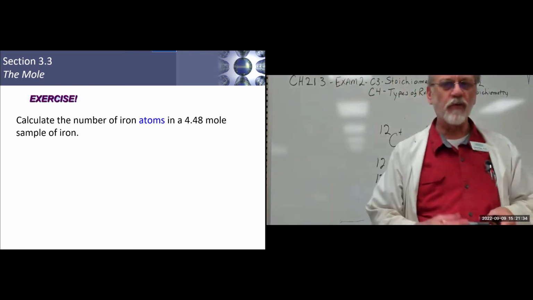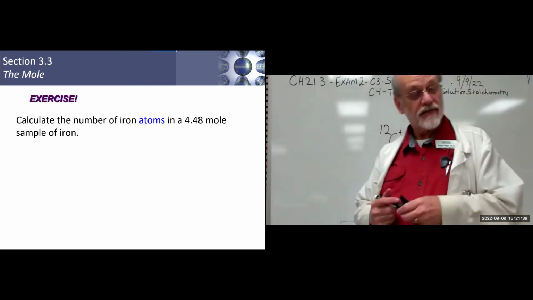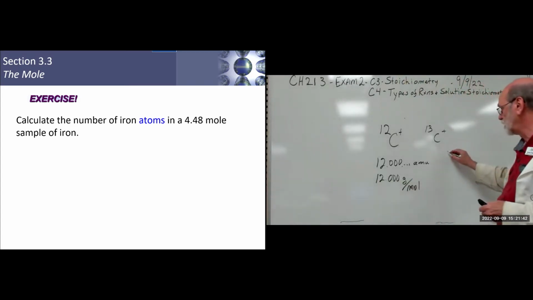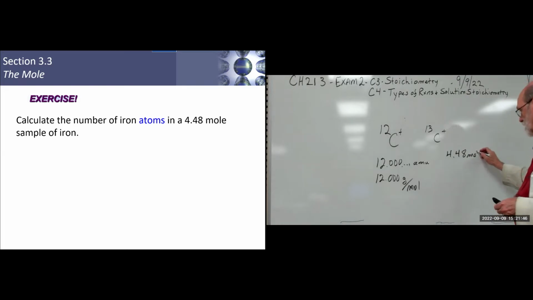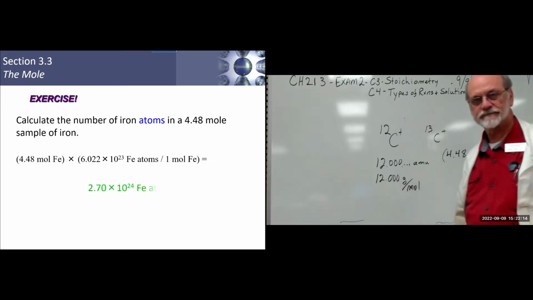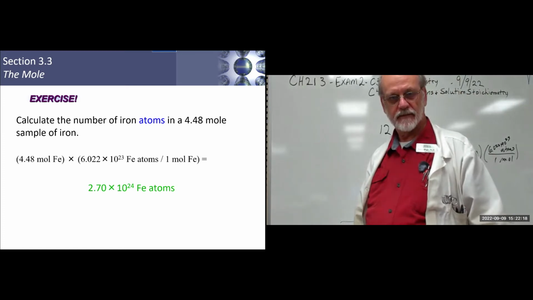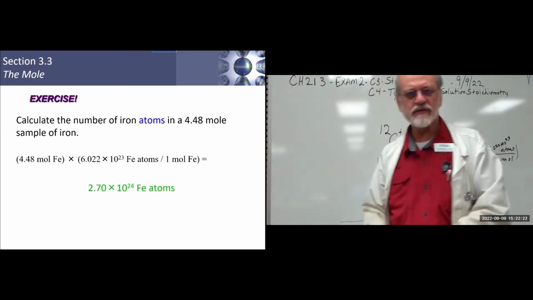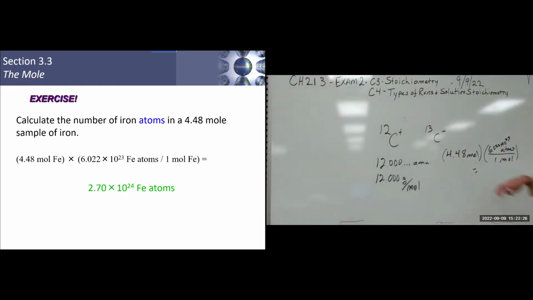Okay, the number of iron atoms in a 4.48 mole sample of iron, right? That's a unit conversion. You just say 4.48 moles, right? And MOL is the abbreviation; MOLE is where you write it out. It makes a lot of sense, right? So if you convert that, you just need moles on the bottom and atoms on the top, right? You know your conversion factor. Then you multiply it out. There it is. 2.70 times 10 to the 24th atoms. That was 3 significant figures. The answer has 3 significant figures.